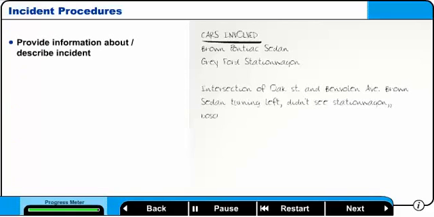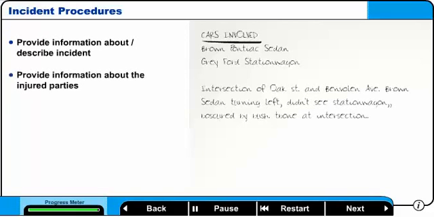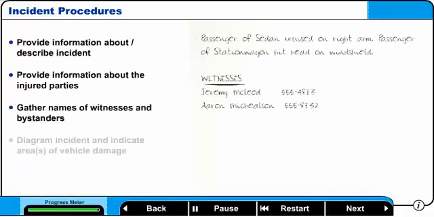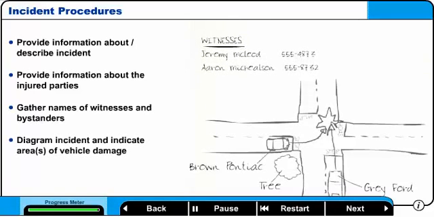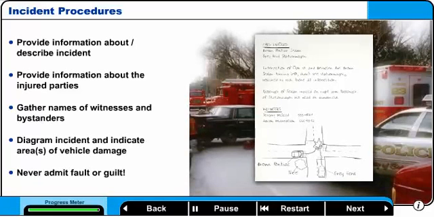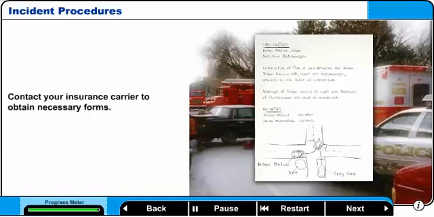Provide information about or describe the incident. Provide information about the injured parties. Gather names of witnesses and bystanders. And diagram the incident and indicate the area or areas of vehicle damage. And never admit fault or guilt in an incident or collision. If you need a copy of the accident report form, please contact your insurance carrier for assistance.